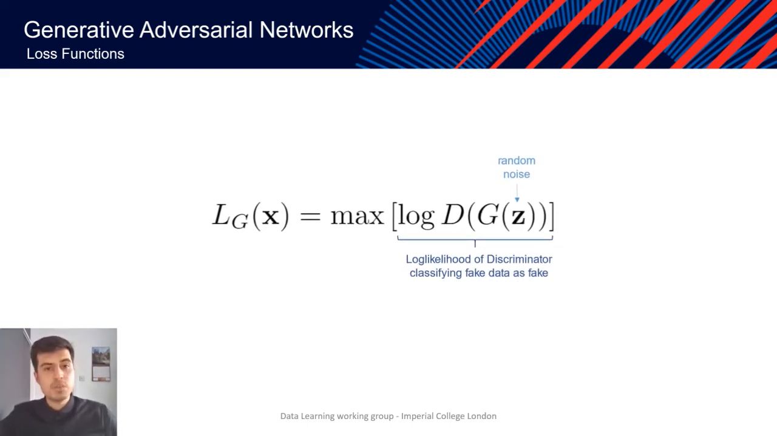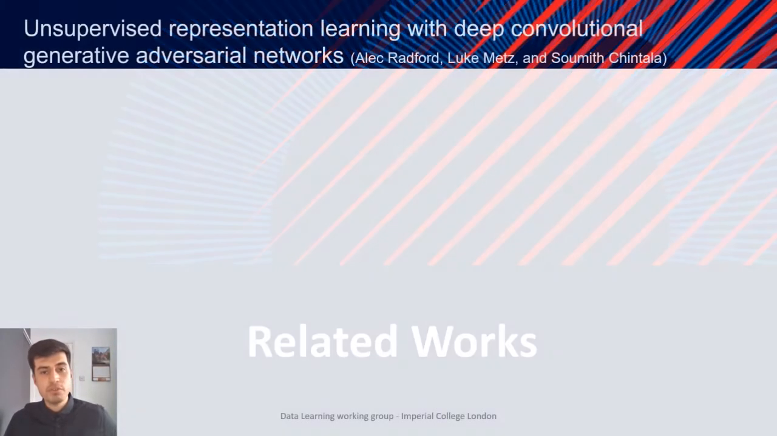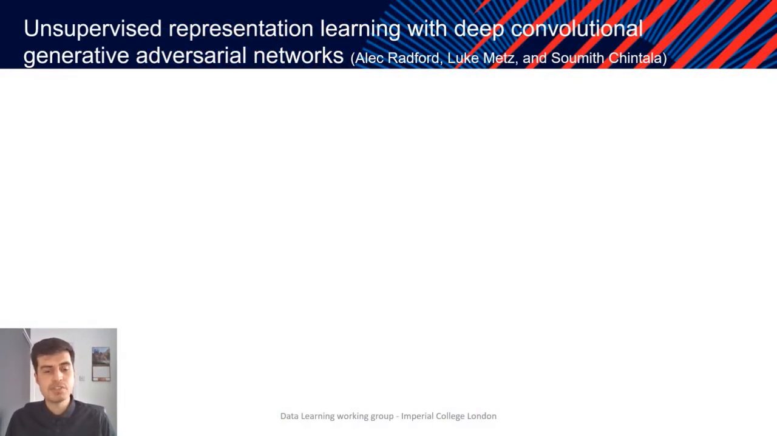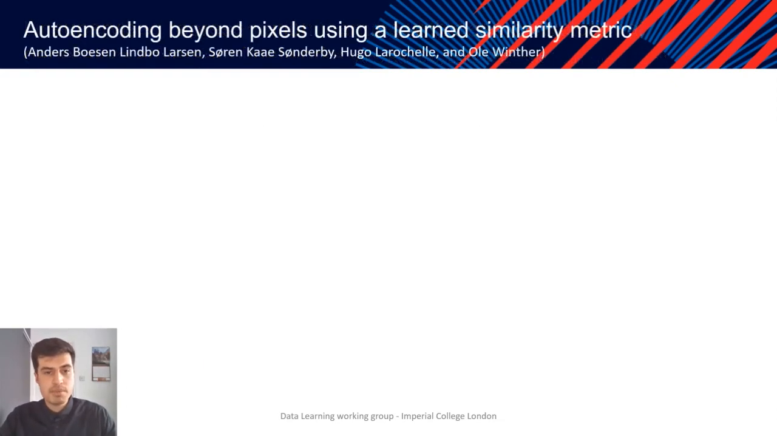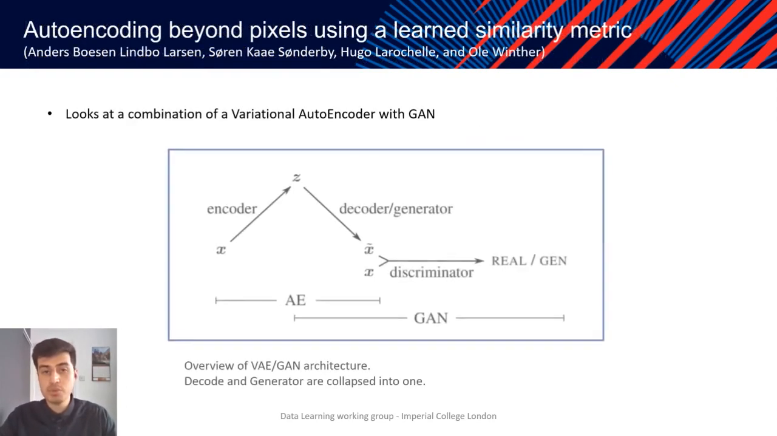So now we'll look at some related works. We'll begin by looking at the Deep Convolutional Generative Adversarial Network, or DCGAN for short. This is the standard GAN architecture, but uses convolutional layers. We see applications of this being used to generate realistic images of bedrooms. Moving on to another paper, which looks at combining a variational autoencoder with a GAN. Variational autoencoders are ones where the encoder returns a distribution over the latent space instead of a single point. We know that in the architecture, the decoder and generator are collapsed into one. As shown, the architecture is capable of learning important features through the encoder and then generating random faces using the generator.